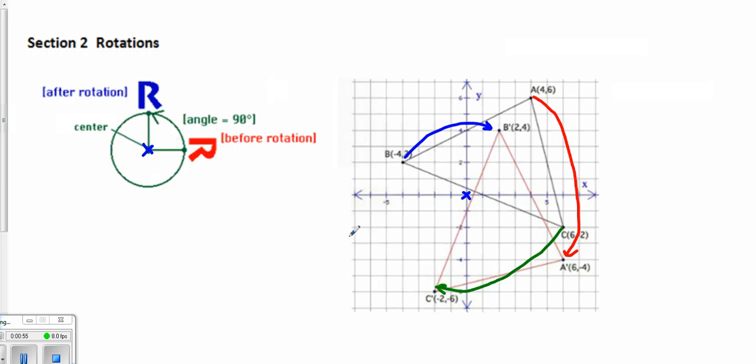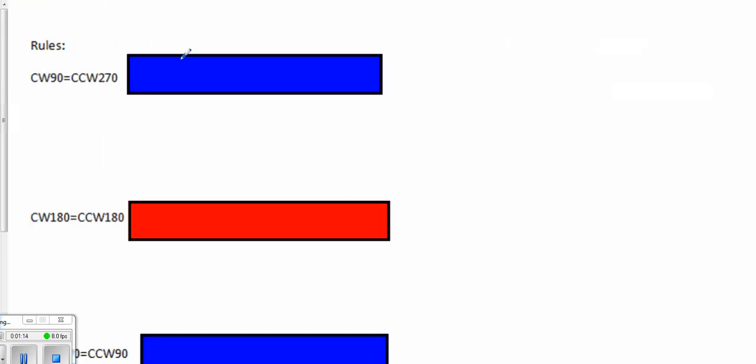that spot. Now we need to know the angle, so how much we're rotating around, and we need to know the direction. The direction will always be clockwise or counterclockwise, and the angles that we are going to use will all be multiples of 90, so either 90, 180, or 270. And we have a rule for each one of these.